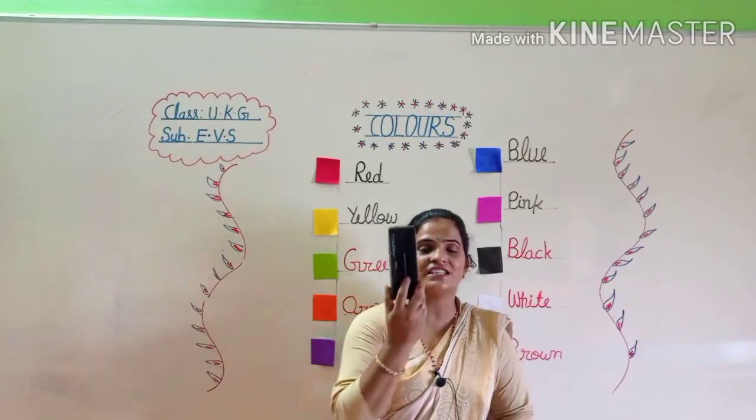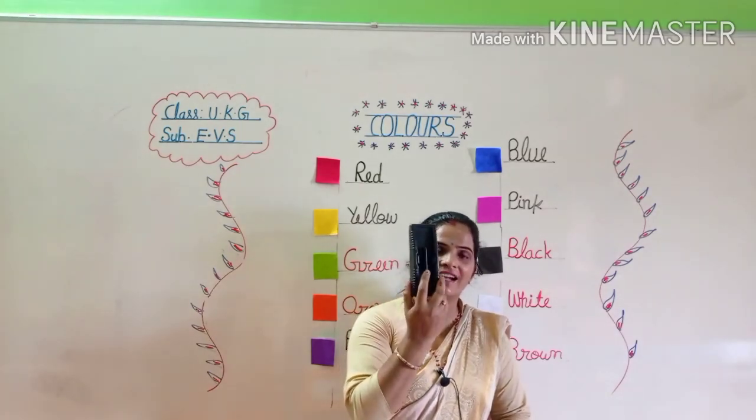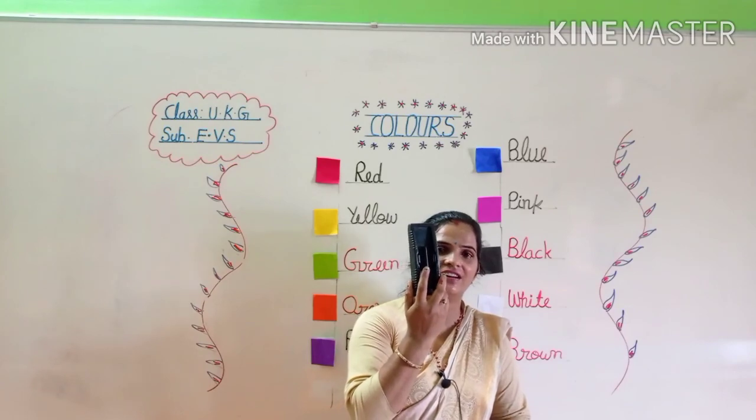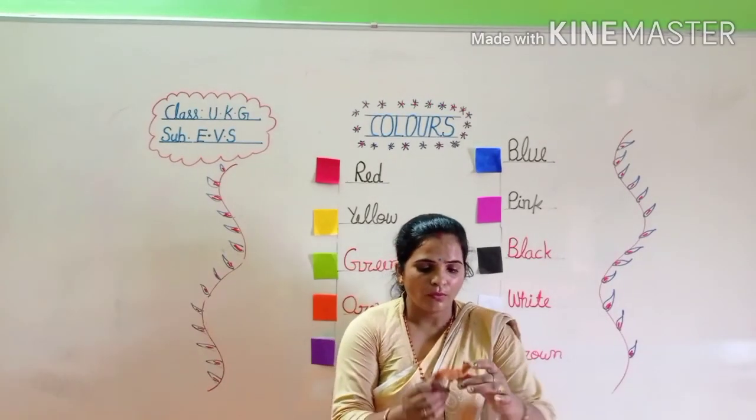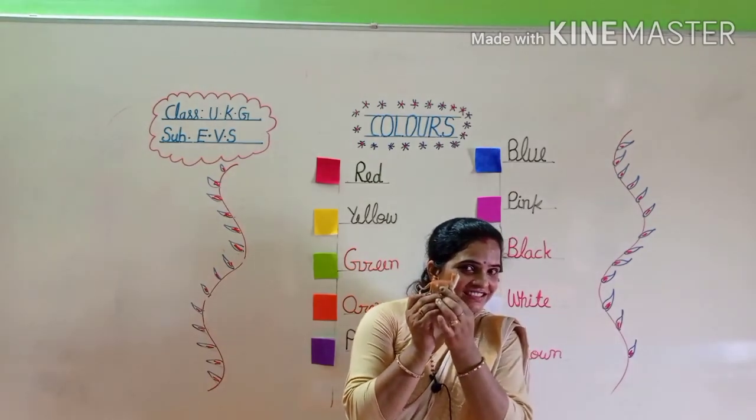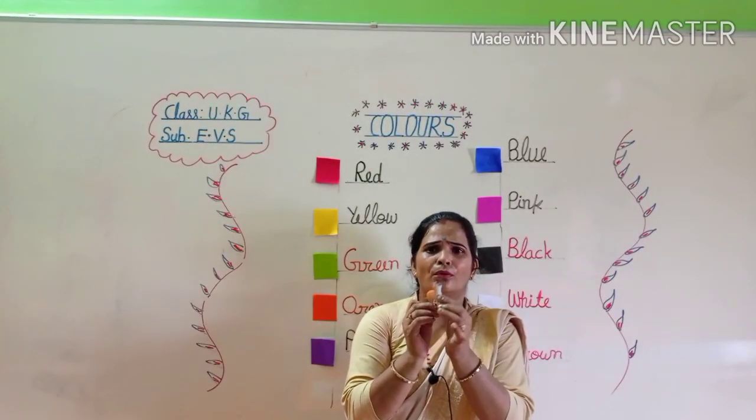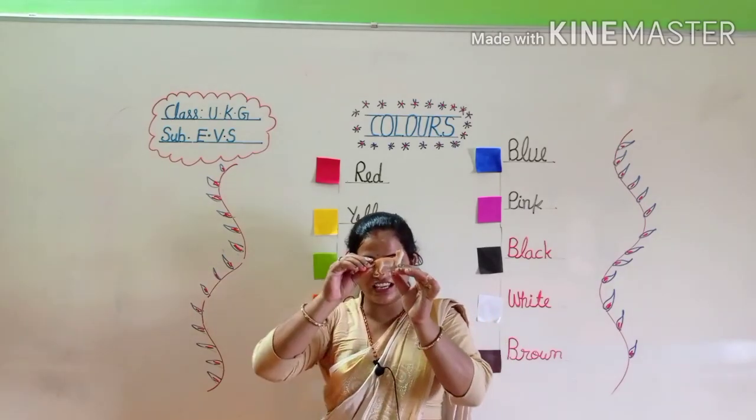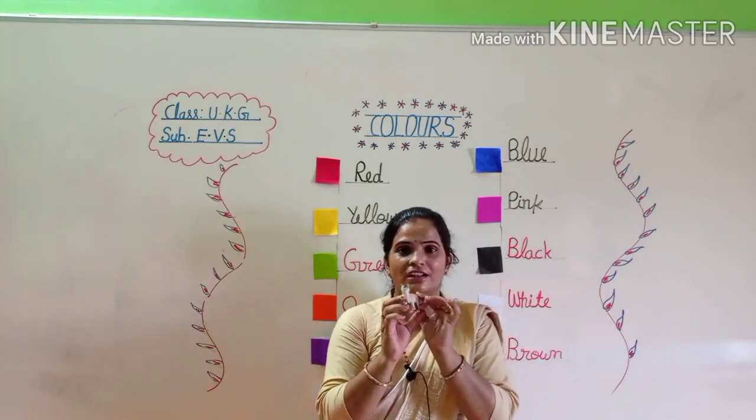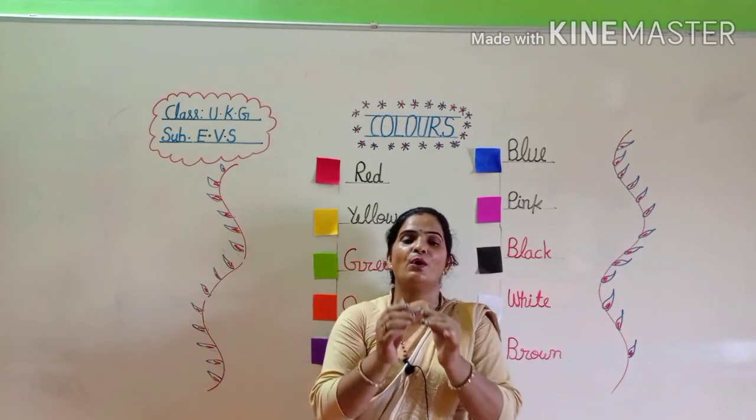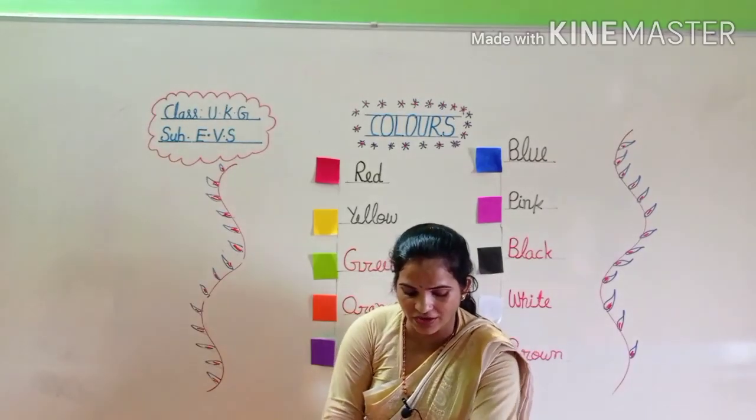Now tell me kids, what is the color of this duster? Okay. This is black color. The duster is black color. What is this? Fox. The fox is a very clever animal. And which color is this? Brown. Okay, students? The fox is a very clever animal.